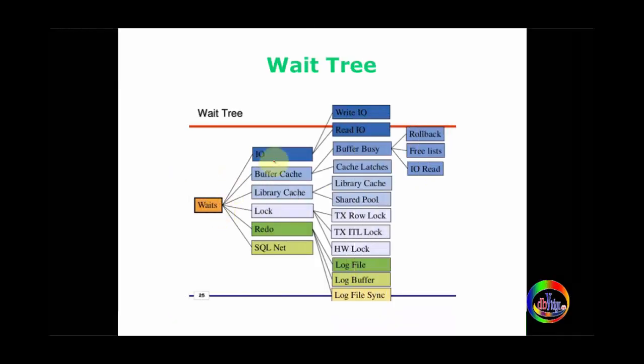Is there any way to remember all these wait events? There is something called a wait events tree so that we can easily remember wait events. Let us see what that wait event tree is. For waits, you have IO, buffer cache, library cache, log, redo, SQL*Net. IO is write IO, read IO. Buffer cache, buffer busy. In buffer busy again you have rollback, that is undo related buffer busy waits, free list, IO read. If it is library cache, you have library cache related waits, shared pool waits.